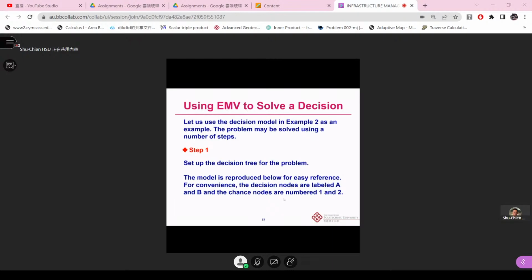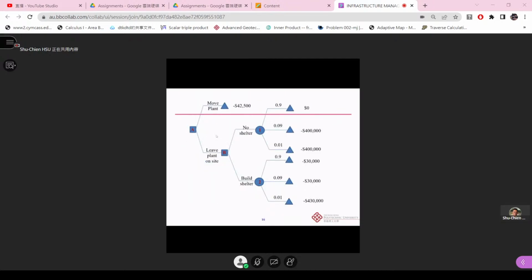So how can we use the EMV to solve the decision? We just use this example 2 as an example. The problems may be solved using a number of steps. In step 1, we set up the decision tree for the problem, which we already showed in example 2. The model is reproduced below for easy reference. For convenience, the decision nodes are labeled A and B, and the chance nodes are numbered 1 and 2, so you can see clearly: decision A, decision B, outcome 1 and outcome 2.